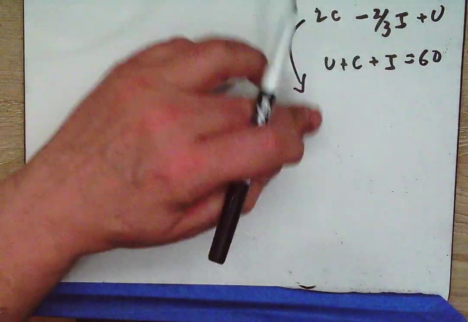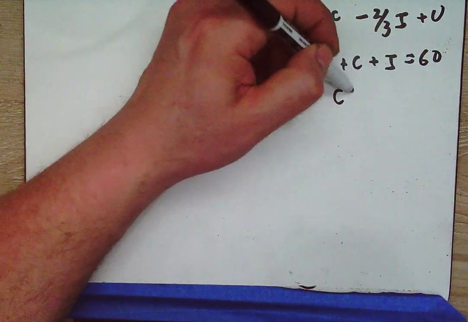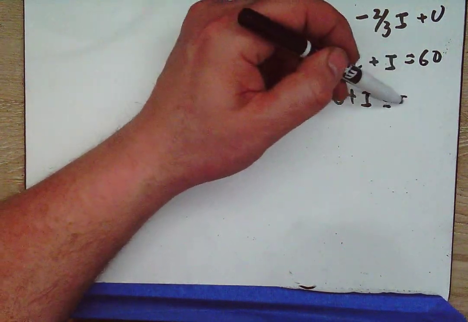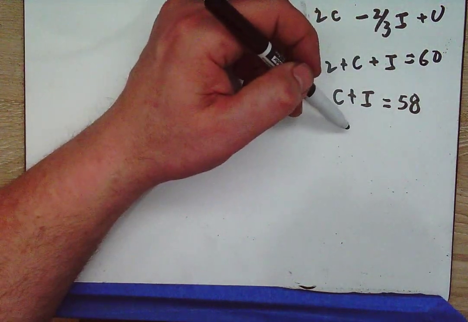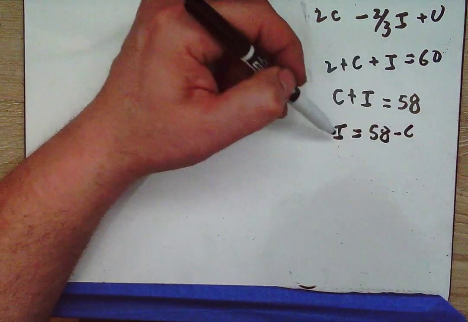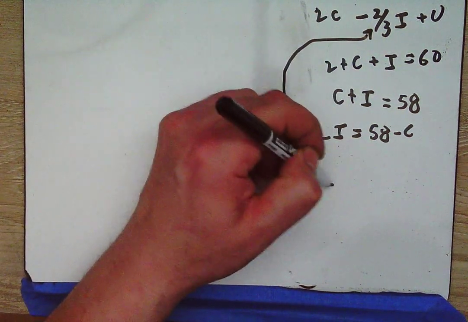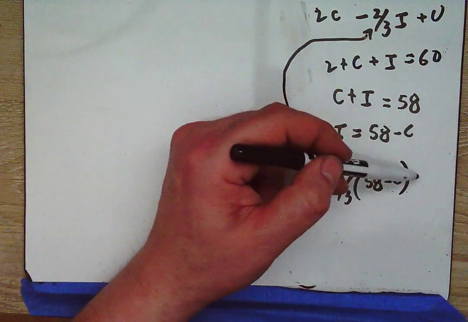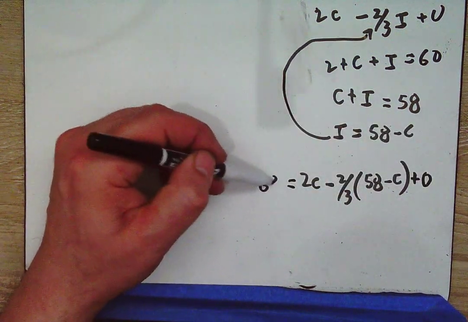She scored a 68 but did not answer 2 questions. So she had 2 unanswered. And that means that C plus I equals 58 questions. And so we could say that I equals 58 minus C. And if I plug that in here, 2C minus 2/3 times 58 minus C, plus the points for the unanswered question, 0, for a total of 68 points.